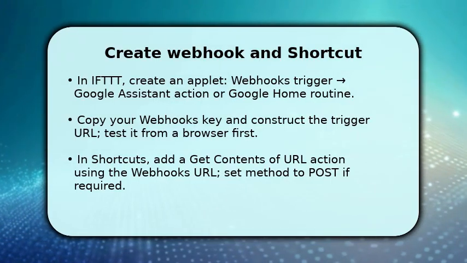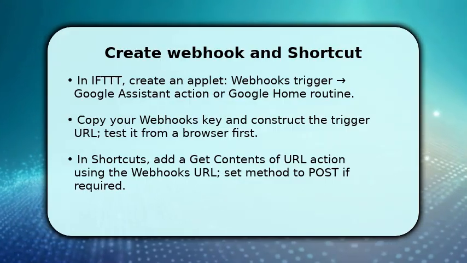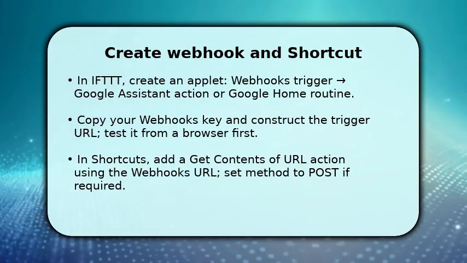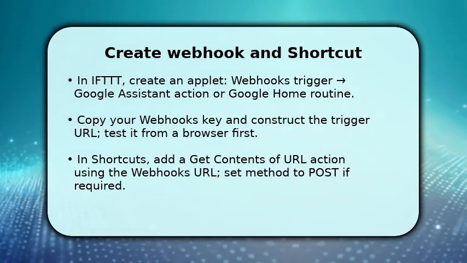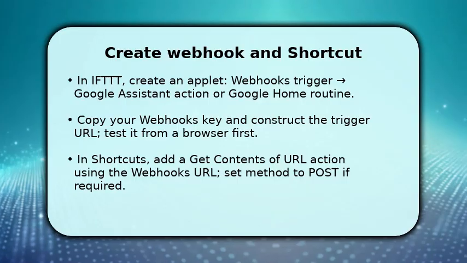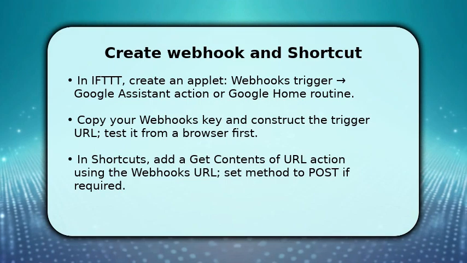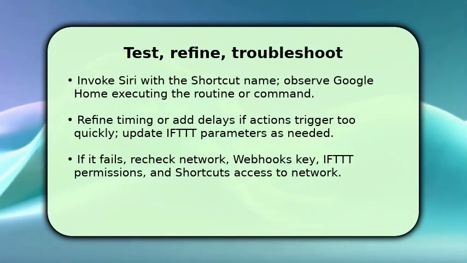Then in Shortcuts, create a new shortcut using Get Contents of URL, paste the webhook's URL, and set POST or GET per the applet. Give the shortcut a clear name you'll speak to Siri and save it. Finally, test by saying your Siri phrase exactly as named. You should see Google Home perform the routine.